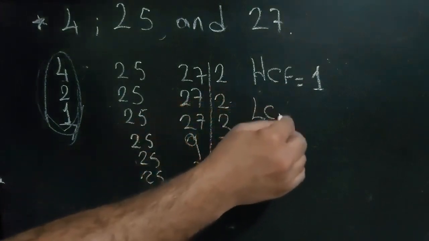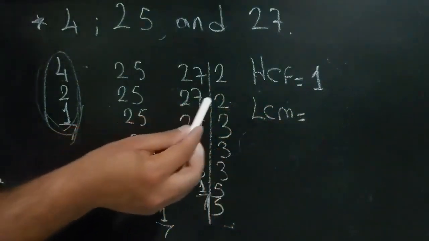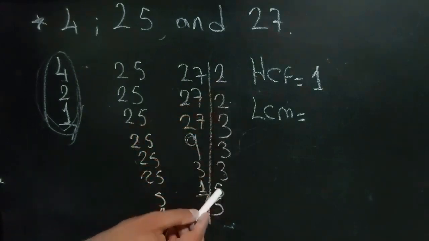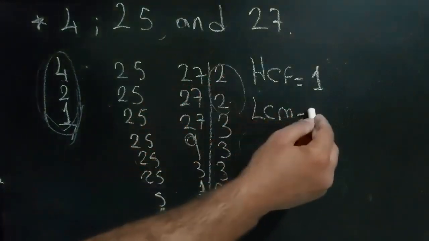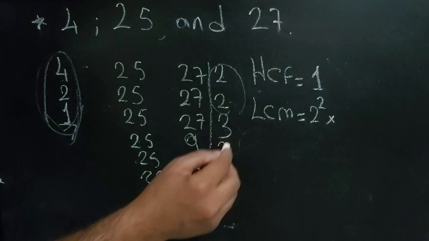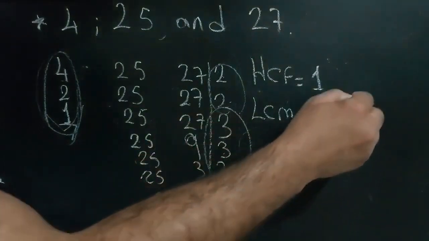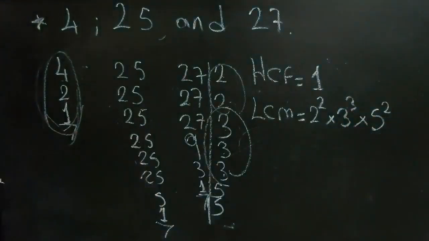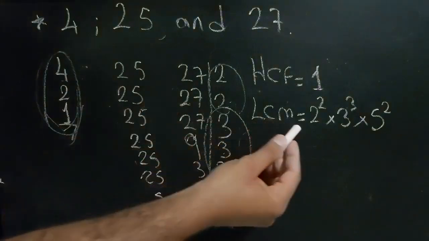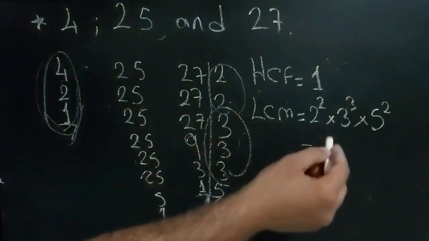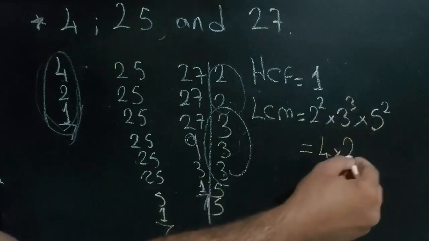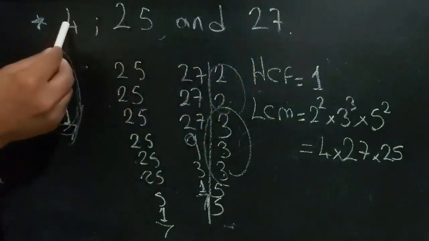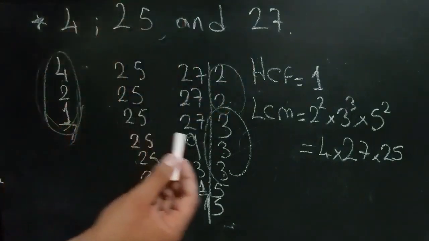For LCM, I don't have to write that 2 times 2 separately, or 3 times 3 times 3, or 5 times 5. You can say that 2 power 2 times 3 power 3 times 5 power 2. And that's going to be 4 times 27 times 25. Basically, all those three numbers to multiply to each other.